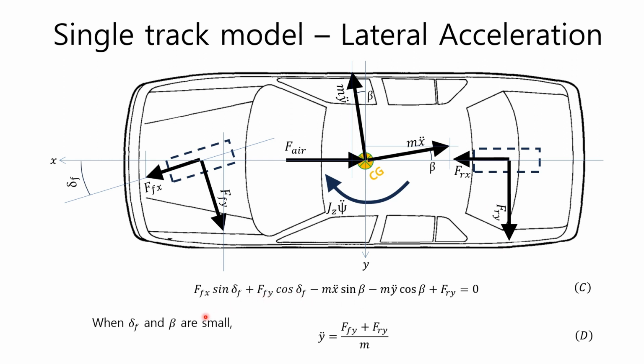Here, if angle delta F and beta are small, all trigonometric terms disappear and the lateral acceleration y double dot can be simply expressed as equation D.